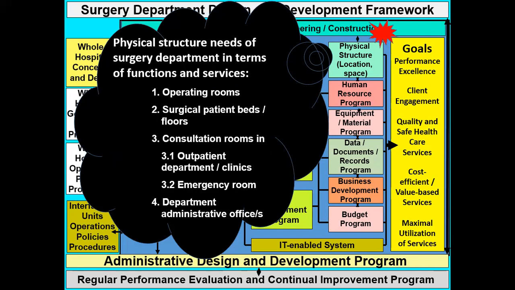The physical structure needs of the surgery department will be dictated by the functions and services, and this includes the following. So basically, this includes the operating rooms, surgical patient beds and floors, consultation rooms in the outpatient department or clinics, emergency room, and department administrative offices.